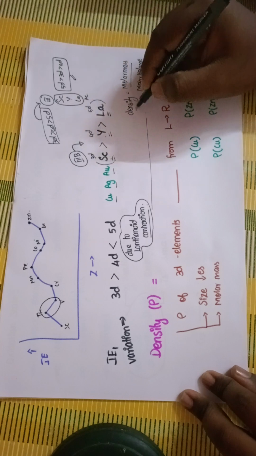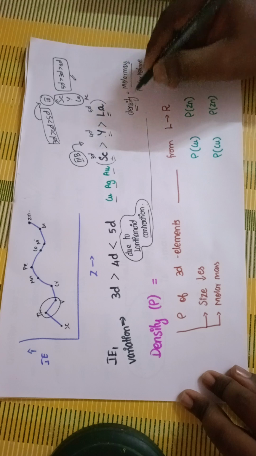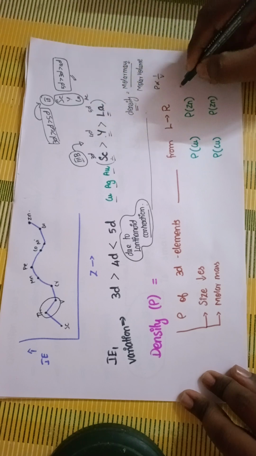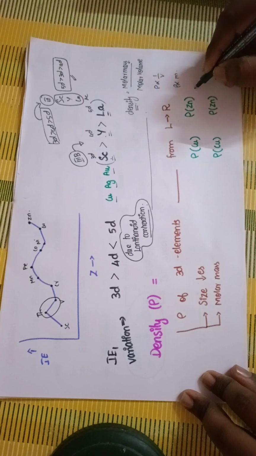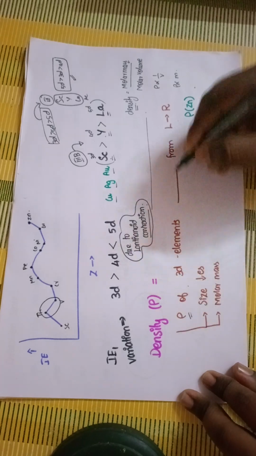So the relation between density and mass is directly proportional. Density and volume are inversely proportional. Rho is inversely proportional to V, and rho is directly proportional to mass. Now, in the 3d series, what is the density of 3d elements from left to right?